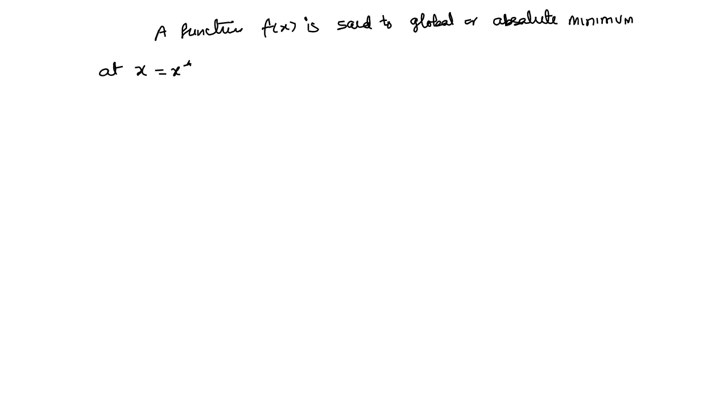Now, if function f(x) is said to have a global or absolute minimum at x equal to x star, that is, at the value x equal to x star, if f(x star) is less than or equal to f(x). So for global minimum, we have this condition at x equal to x star: f(x star) is less than or equal to f(x).